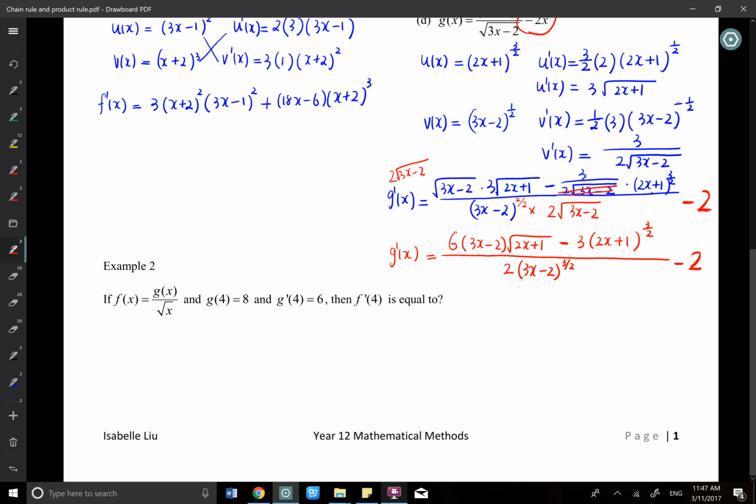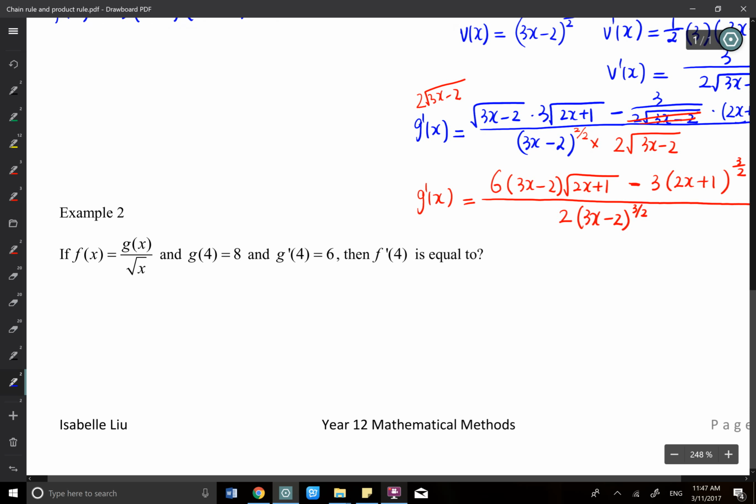Alright, let's have a look at example 2 here. For example 2, we have f(x) equals g(x) over root x, and then we know g(4) is 8 and g'(4) is 6. So I want to know what f'(4) equals to. So again, like yesterday's question, I need to know what is f'(x) first. So what is f'(x)?